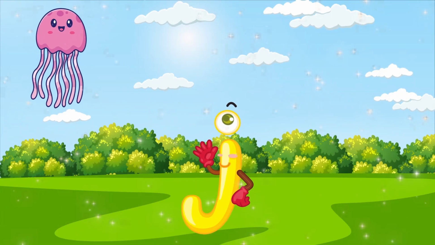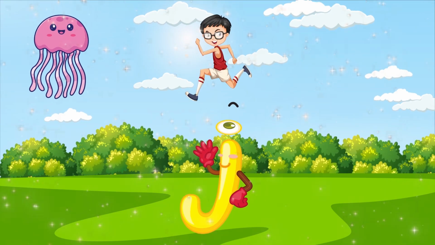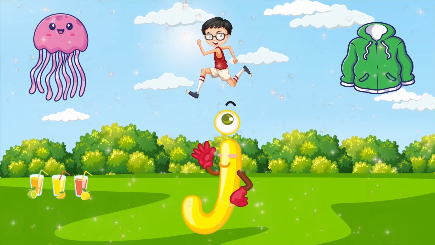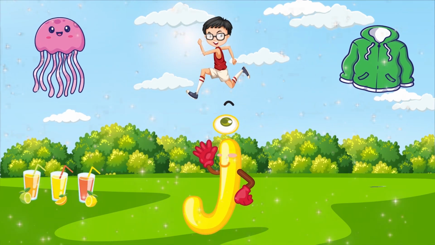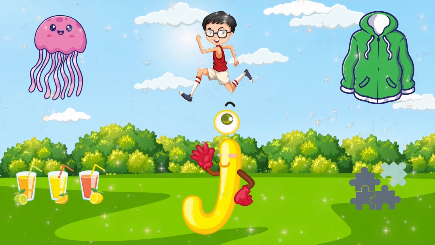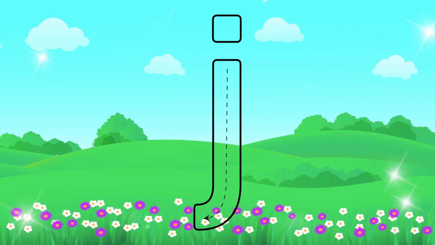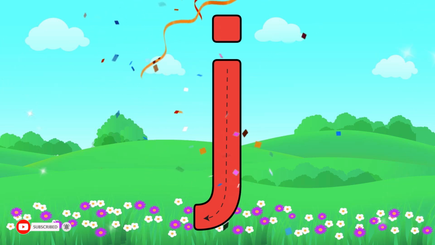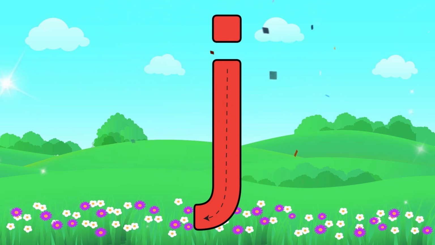J is for jellyfish, jump, jacket. Now it's time for J. Let's trace J. Pull down and curve under. Then dot it on top. Fantastic!